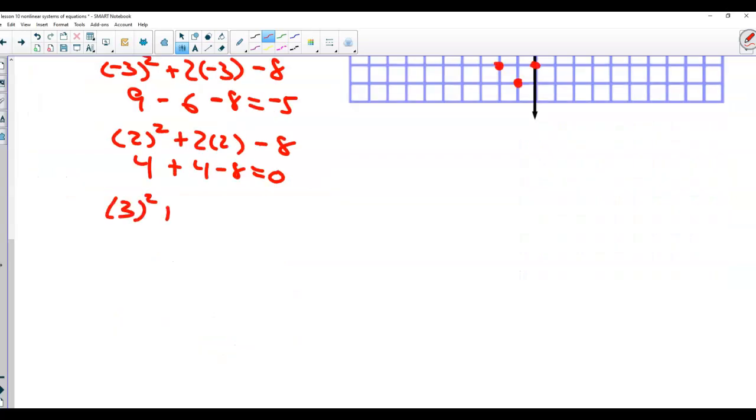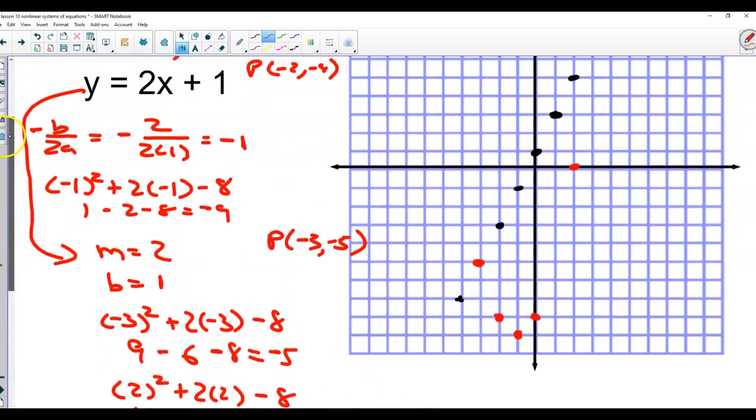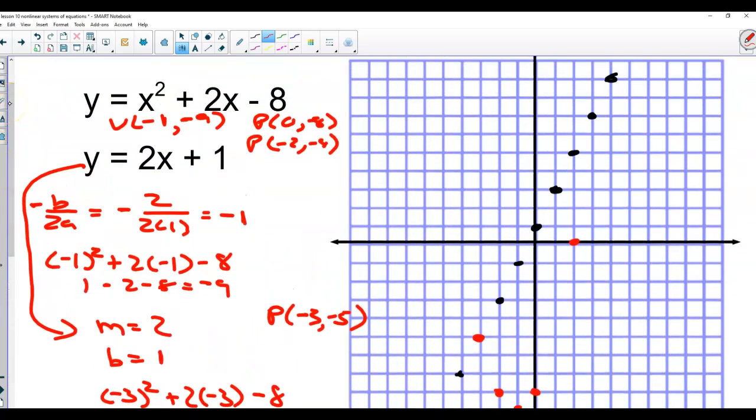3 squared plus 2 times 3 minus 8. 9 plus 6 minus 8. 15 minus 8 is 7. So that means 3, 7 is also on this parabola. Let's take a look at where 3, 7 is on the graph. 1, 2, 3, 1, 2, 3, 4, 5, 6. Hey, how about that?